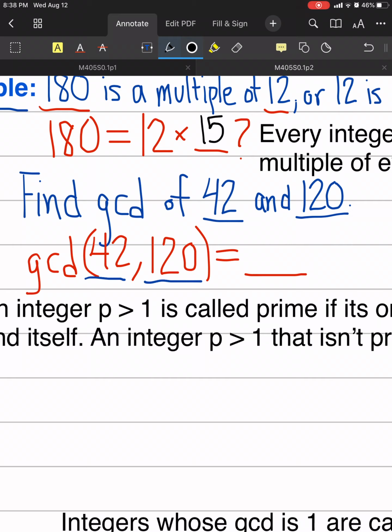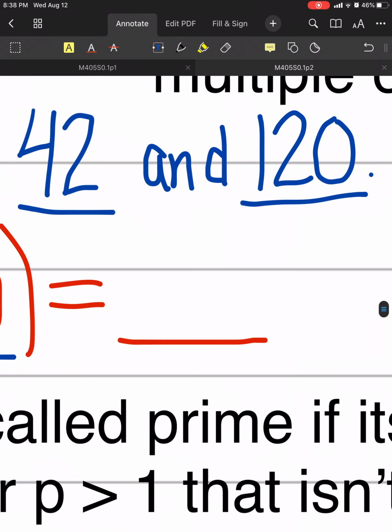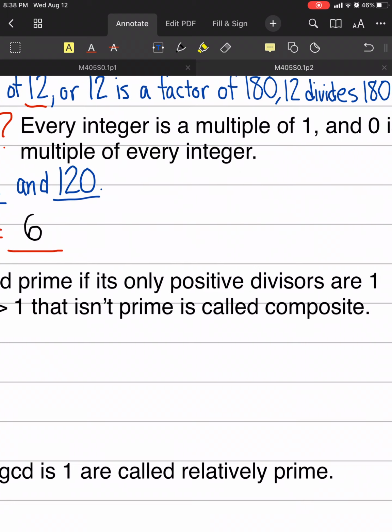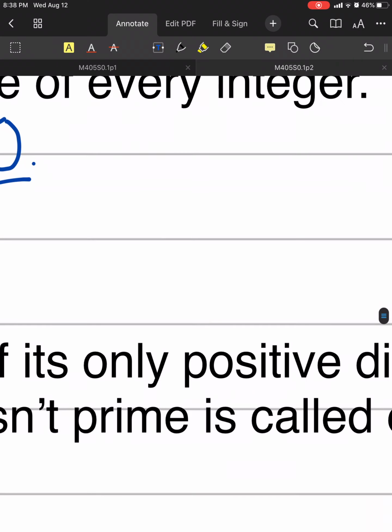Okay, so you should be back. What you should find at this point is the GCD is, if I've done this correctly in my head, which I'm pretty sure I have because these numbers aren't too big, 6. Now, let's actually list these out just to do it by hand.